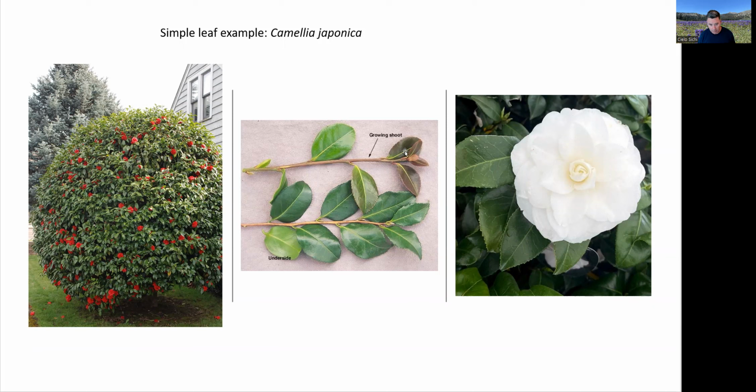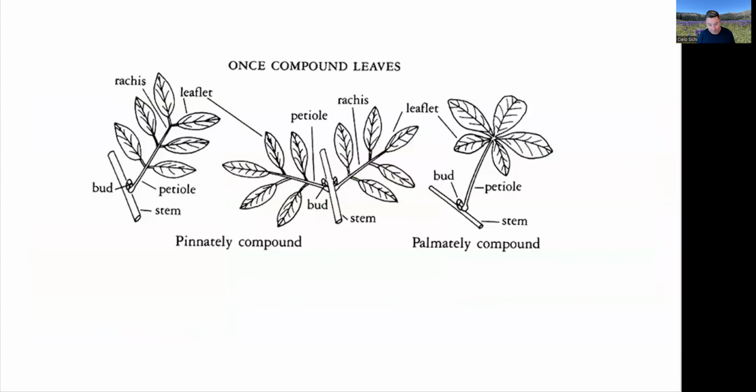Now, if we look at the camellia leaf, we see that it is a simple leaf. This is an example of a simple leaf. This one is the most simple. So, on to compound leaves. There are two types of compound leaves: pinnately compound and palmately compound.